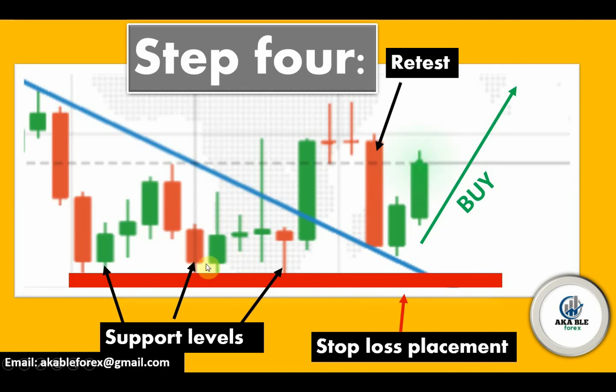The rule is to place the stop loss below the last support level, which is why you see the stop loss below this level, because that is the rule. Your stop loss is supposed to be below the level of support, like you can see on the screen right now. That is how you need to place your stop loss.